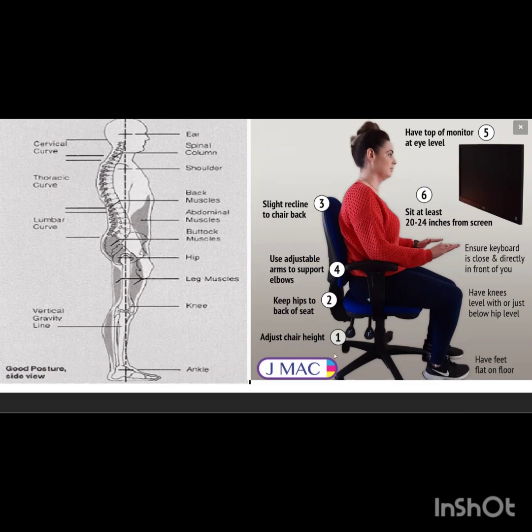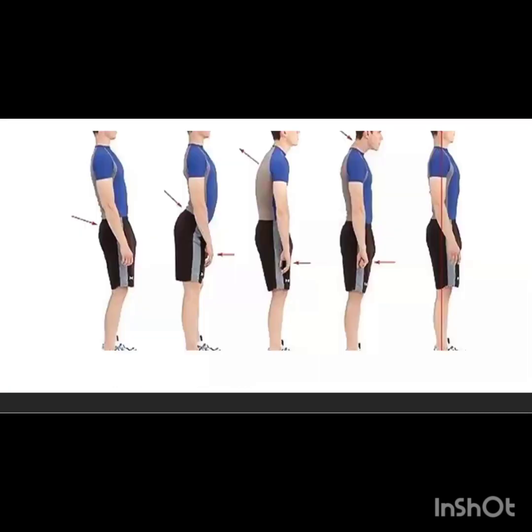Here the monitor is at eye level and the seat is 20 to 24 inches from the screen, and slightly recline to the chair back so that the back is properly supported, with adjustable armrests to support the elbows, the hip and back supported, and adjust the chair height. Ensure the keyboard is close and directly in front of you, the knees are level, and the feet are flat on the floor. So this is the perfect, correct posture of standing and sitting.